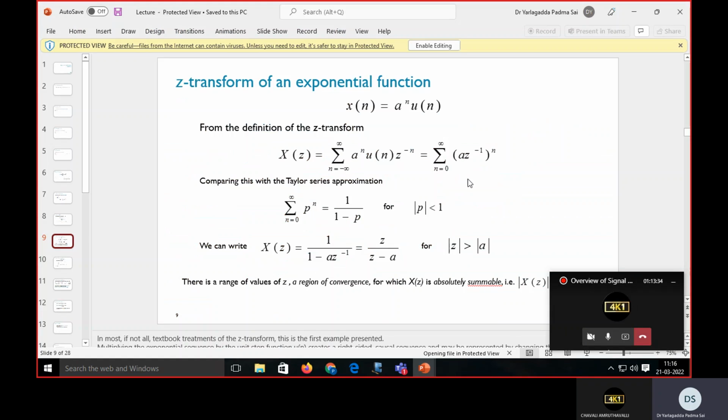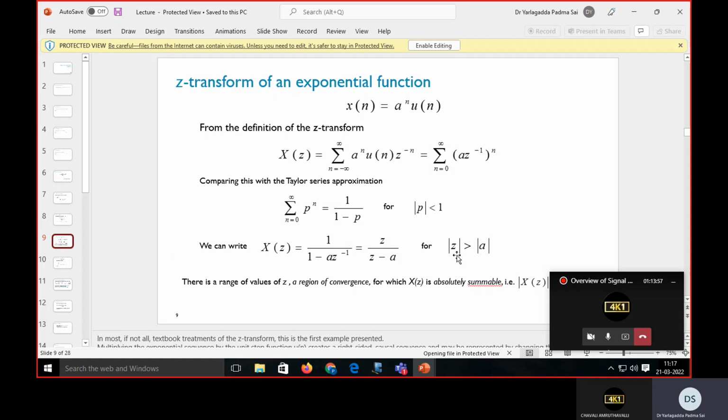So now whatever factor you have, you have to make it into a power n form. So here also what we did, p power n, 1 by 1 minus p. Just now I mentioned, mod p less than 1. So now you have to calculate the ROC. What is p? a z power minus 1 less than 1. ROC you have to calculate.